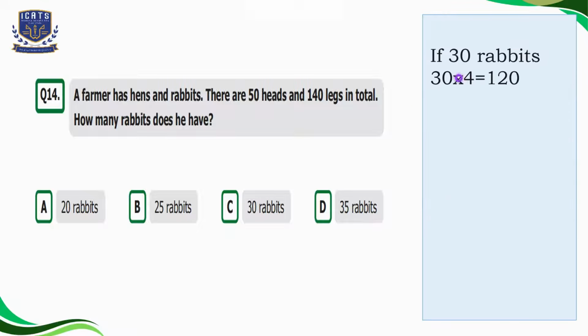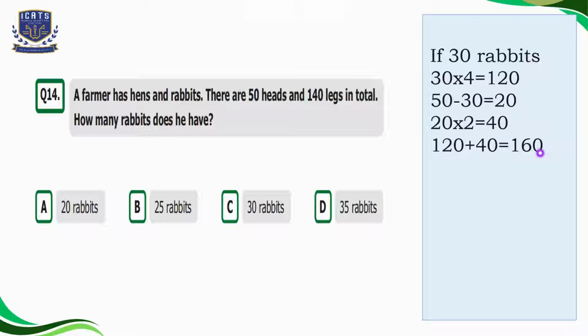each rabbit has 4 legs, so we can multiply 30 by 4, that is equal to 120 legs. Now, out of 50, if we subtract the 30 heads, it means 20 is left, and these 20 heads are of hens. Each hen has 2 legs. So 2 twos are 40. It means there will be 40 legs for 20 hens. Now let's add the number of legs. 120 plus 40, the total is equal to 160, which is incorrect because it is given in the question that there should be 140 legs in total.